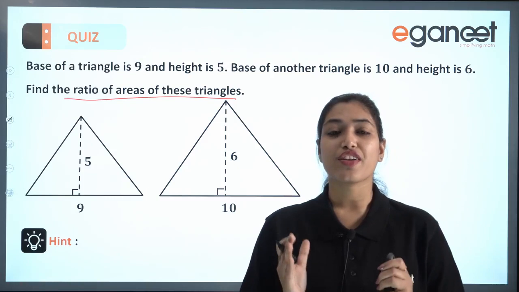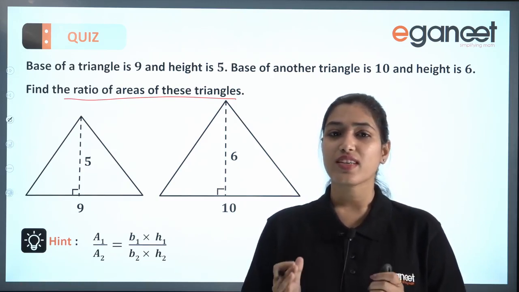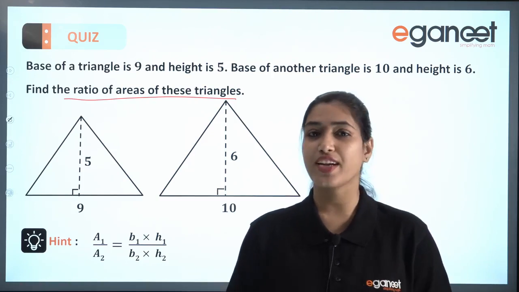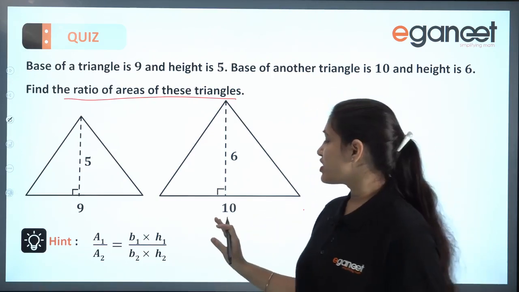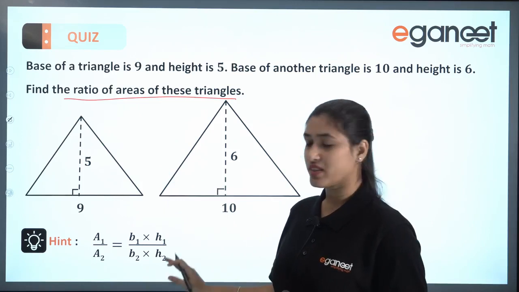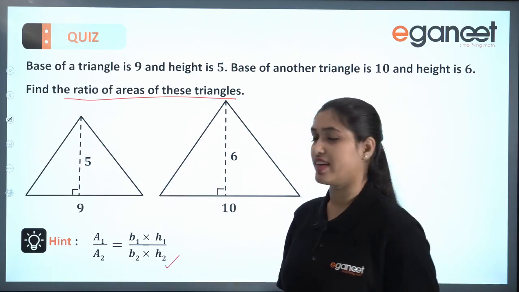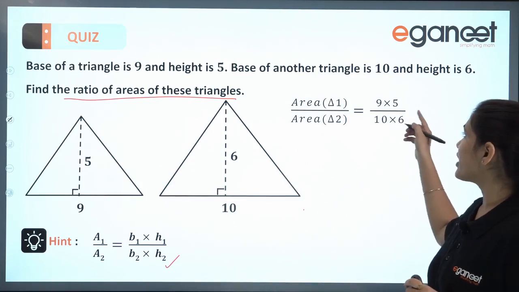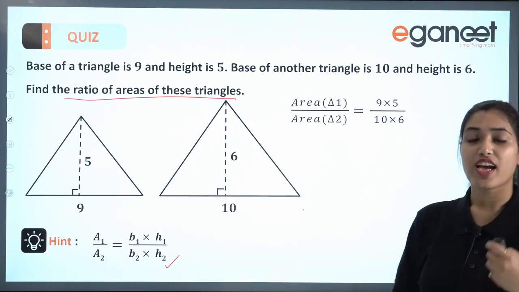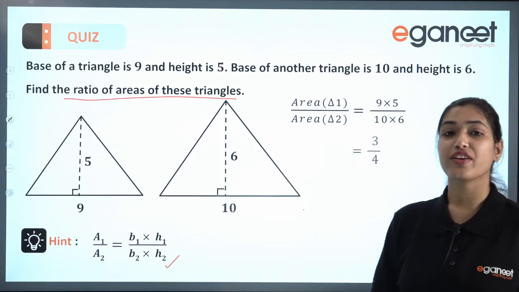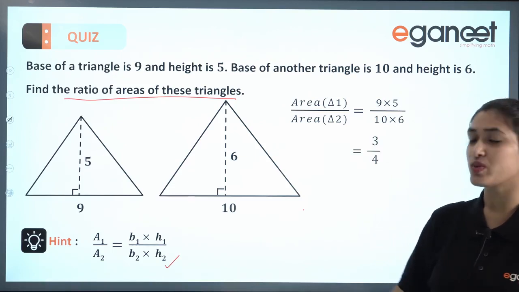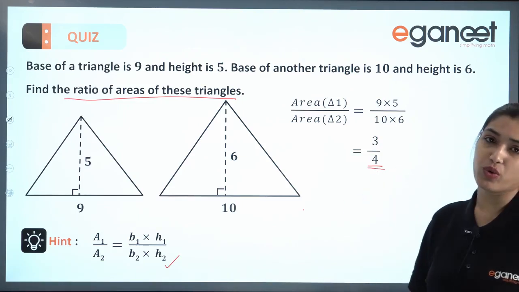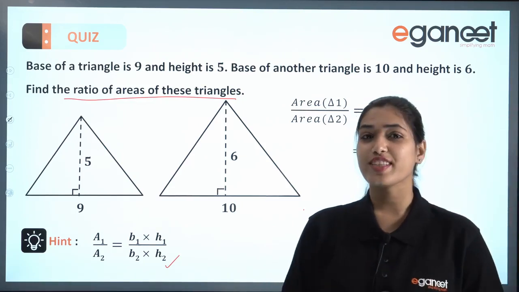What is it? The ratio of areas of two triangles is equal to the ratio of the product of corresponding bases and heights of the triangles. Simply we have to substitute the values in this formula and we will get the answer. After substituting, the ratio will be equal to 9 into 5 upon 10 into 6, and after simplifying we will get the ratio of areas of triangle 1 and triangle 2 is equal to 3 by 4. It was a very easy concept.